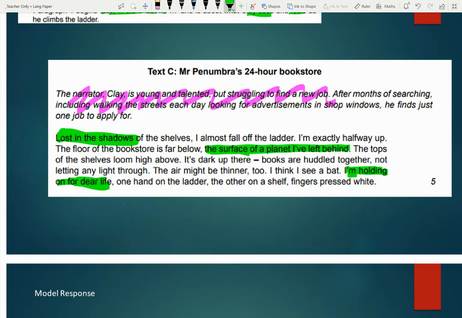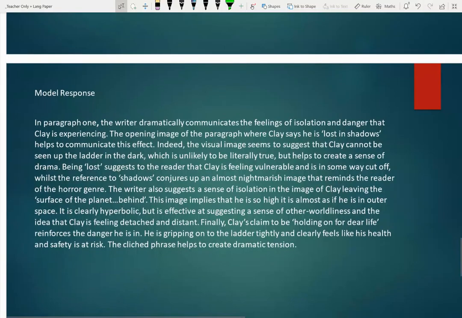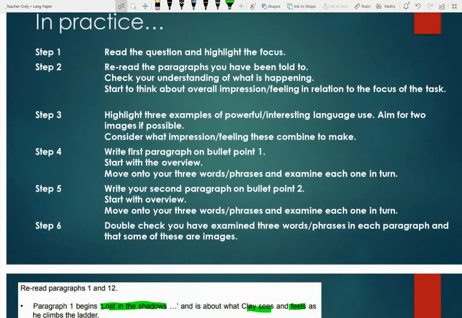That's going to do me. I could talk about the fingers pressing white in much the same way as holding on for dear life, but I think I'm going to go for those 3. I've got 2 clear images and a phrase that's quite cliched. I'm holding on for dear life, but it certainly reveals how he's feeling. So now I need to go about constructing my response. So write my first paragraph in bullet point 1.